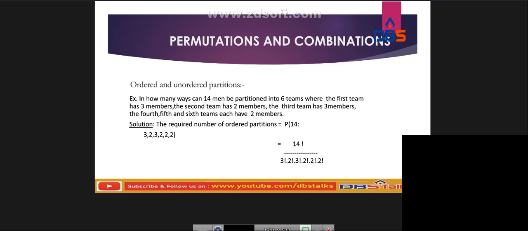See, therefore the required number of ordered partitions equals P of 14, that is 3 comma 2 comma 3 comma 2 comma 2 comma 2. Okay, that equals 14 factorial by 3 factorial, 2 factorial, 3 factorial, 2 factorial, 2 factorial, 2 factorial. So likewise we have to solve the problem.